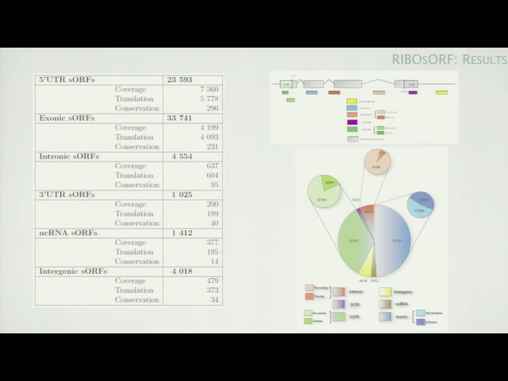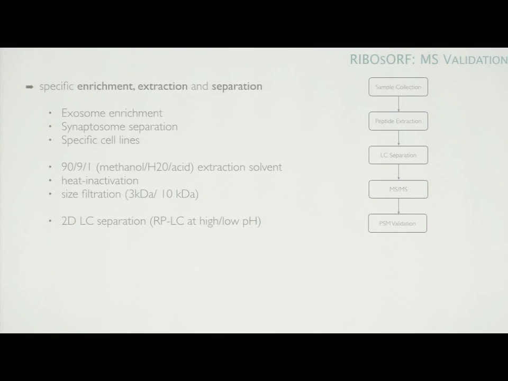We can filter based on coverage, extra coverage of ribosome protected fragments. We can filter based on translation, which is the FLOSS score that I mentioned, or we can filter on conservation, which is the PhyloCSF that I mentioned, to come up with more stringent sets based on only ribosome profiling information. But in the end, what we also want to do is get some mass spectrometry validation that these sequences are really translated. There you need extra enrichment, extraction and separation techniques to come up with an enriched sample to analyze most of the time low abundant micropeptides.